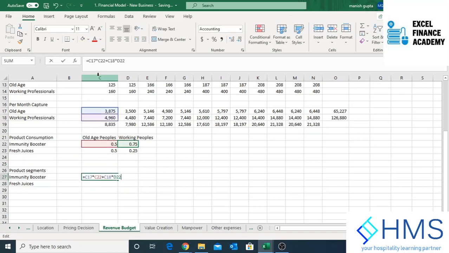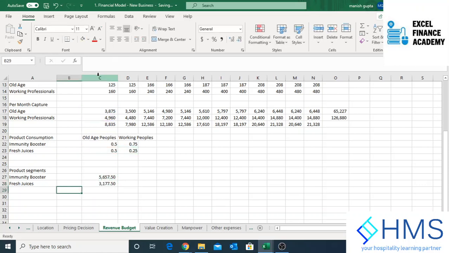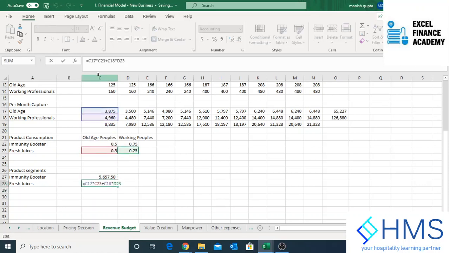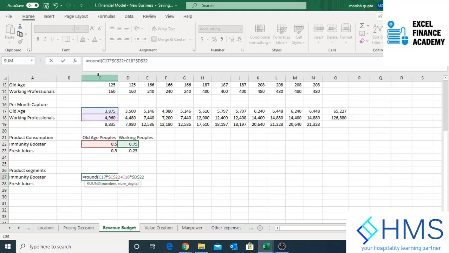So now we know. So we can freeze the 22 column, because we don't want to allow this to move, and we will do the same calculation for old age people for juices plus working professionals into fresh juices. So again, we will freeze the F4, yes, and then let's make it round, because that's not the right way.